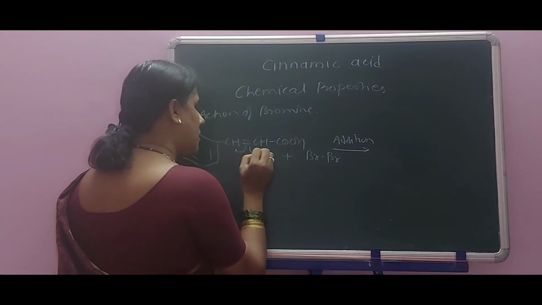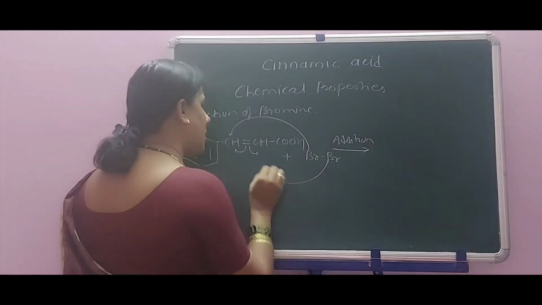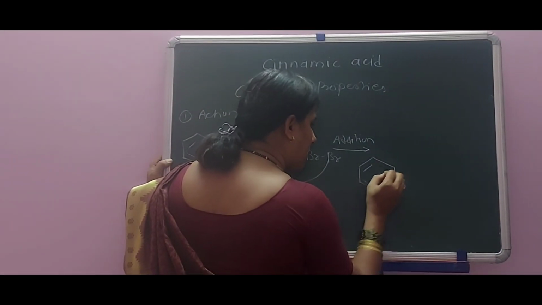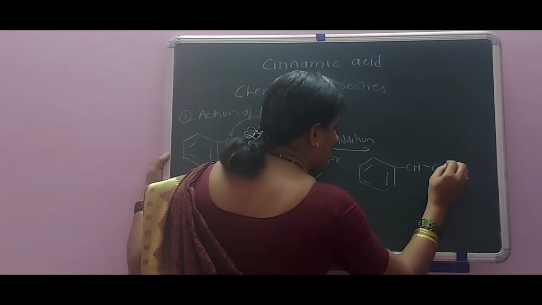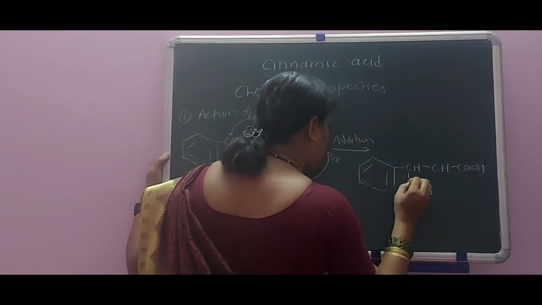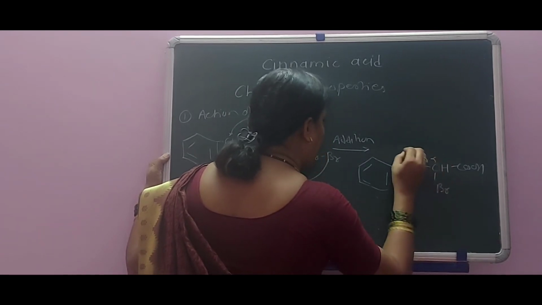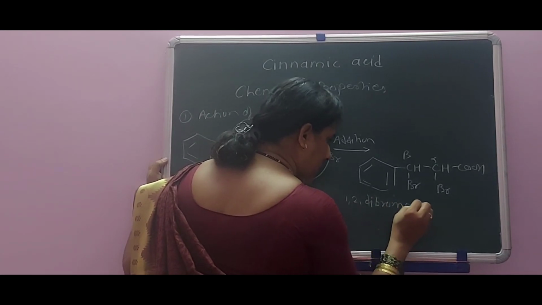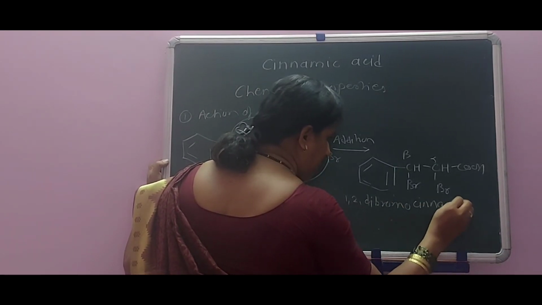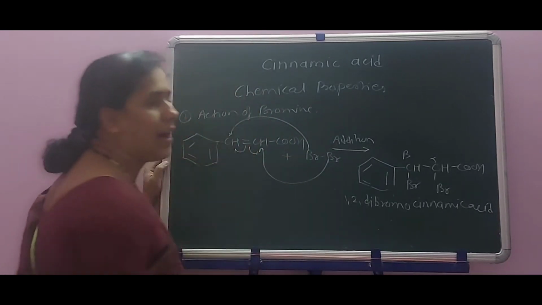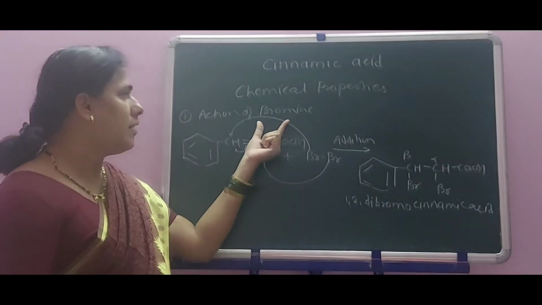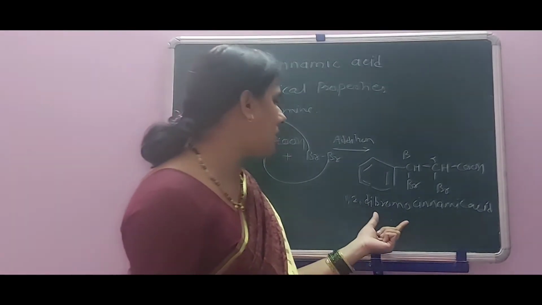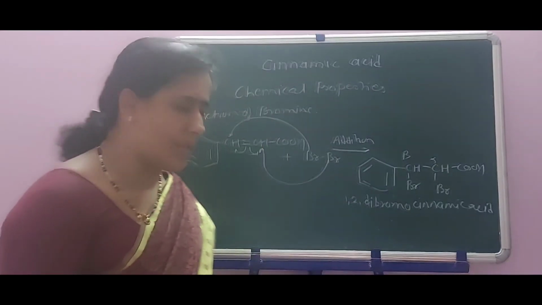This double bond gets opened here. This bromine gets attached here and this bromine gets attached here. We get the addition product, that is C6H5 CHBr CHBr COOH, alpha, beta, 1,2 dibromo cinnamic acid. So when bromine adds to cinnamic acid, an addition reaction takes place and there is formation of 1,2 dibromo cinnamic acid.